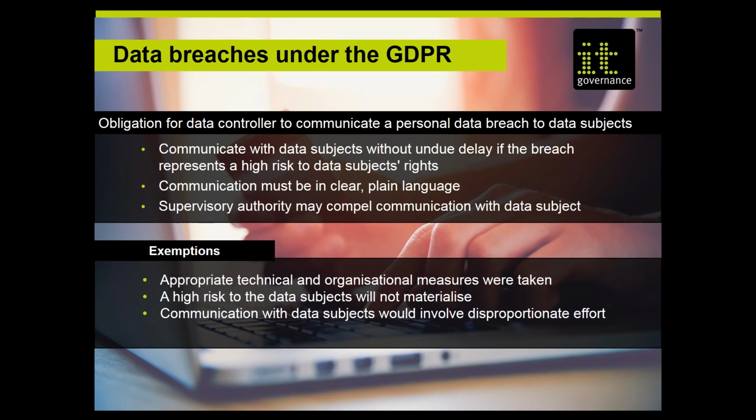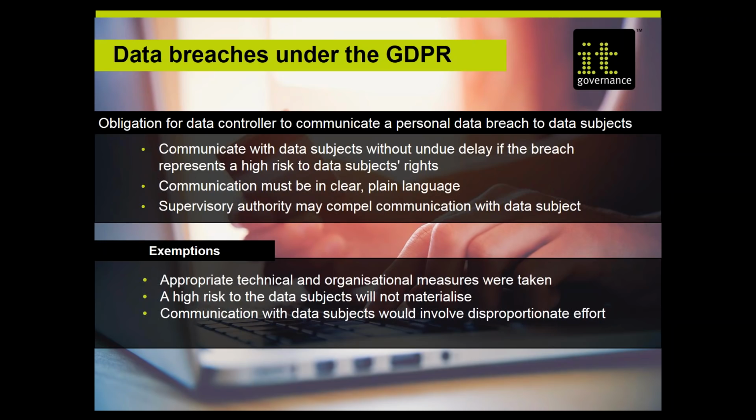Now there are some exemptions to that. I'll just drop down to below, which says exemptions are if appropriate technical and organizational measures were taken. What that means is, if we've technically had a data breach but the data is encrypted, so therefore we can't identify the data subjects, then we have an exemption from notification. Or if the high risk to data subjects will not ultimately materialize, so that's where we've had a partial breach and we've not got to the stage yet where we can identify an actual person, or communication with data subjects would involve a disproportionate effort.